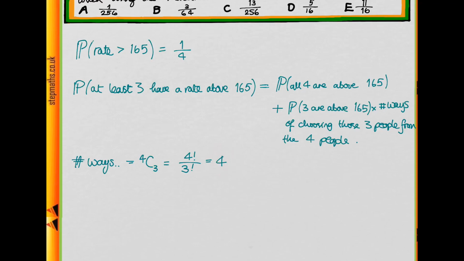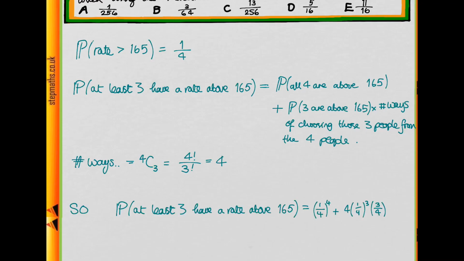You could just think about this as if you have 4 different objects, how many ways can you choose 3? Well, you could have the first 3, you could have the first 2 and then the last one, etc. And there are 4 different ways. So you don't necessarily need this formula, you could just work it out from scratch.